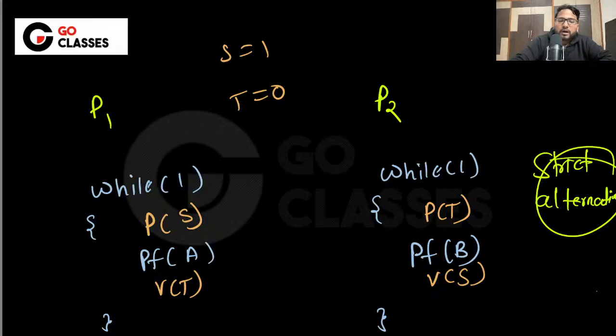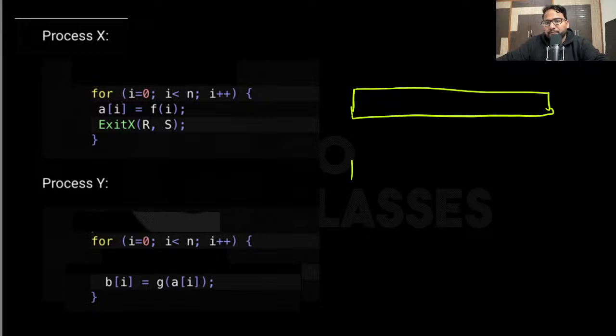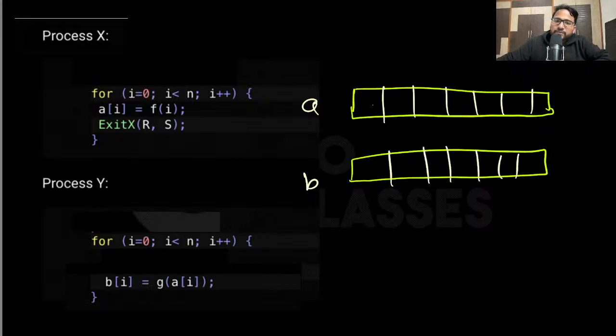Now, don't you want the same thing here? See, in this particular example, what you really want is something like this. This is a, this is b, these are the n cells here. What you really want is that you fill this, and then strictly you fill this, then you fill this, then you fill this, isn't it? If you fill this, then you can definitely fill this.